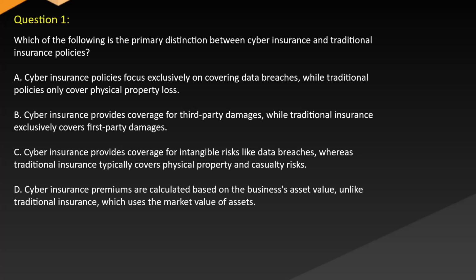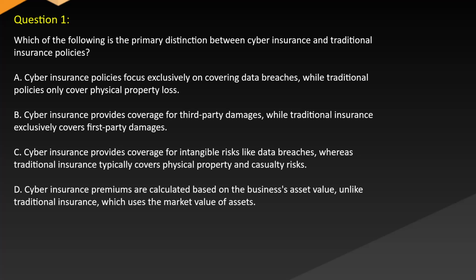Question 1. Which of the following is the primary distinction between cyber insurance and traditional insurance policies? A. Cyber insurance policies focus exclusively on covering data breaches, while traditional policies only cover physical property loss. B. Cyber insurance provides coverage for third-party damages, while traditional insurance exclusively covers first-party damages.